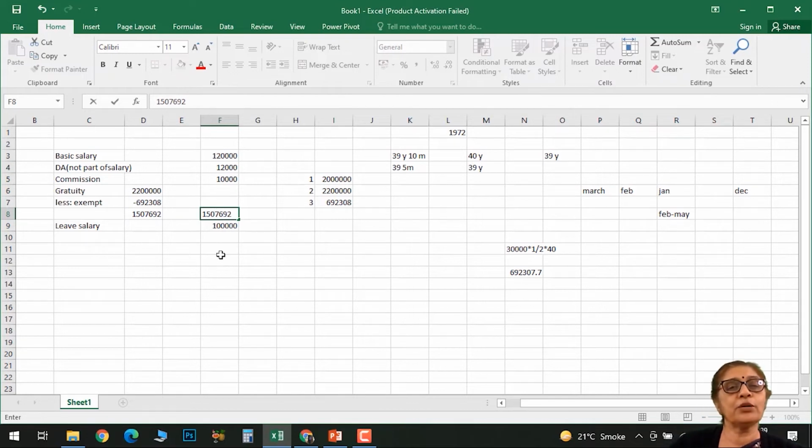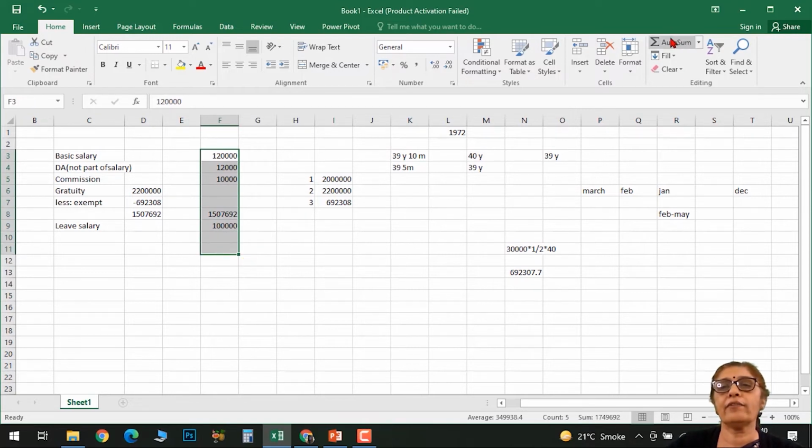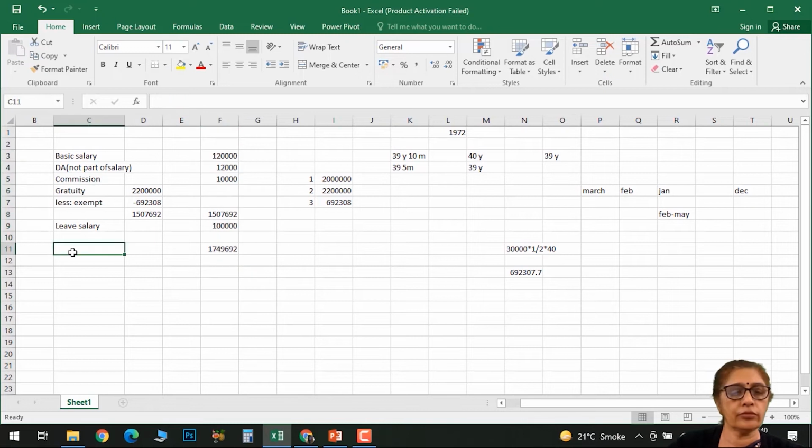So see, we move a step further. We have basic, DA, commission, gratuity, leave salary, and we arrive at gross salary. So far, these are the figures that we have for gross salary. Okay.